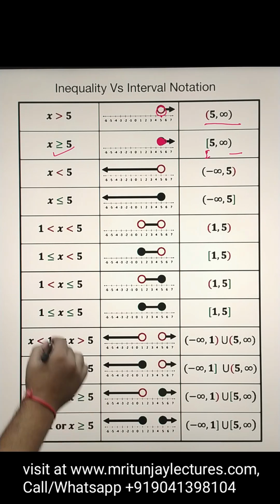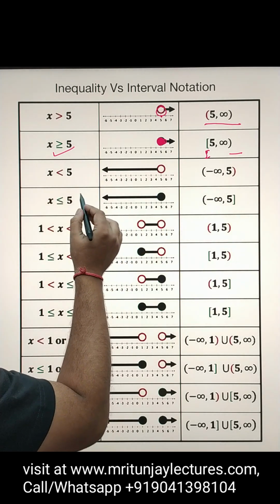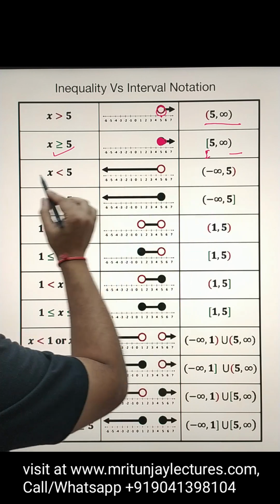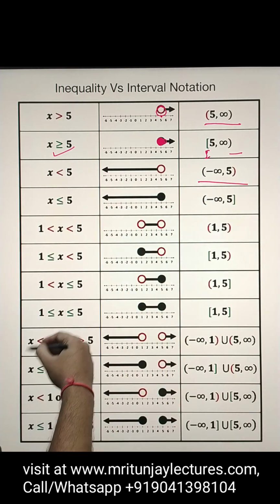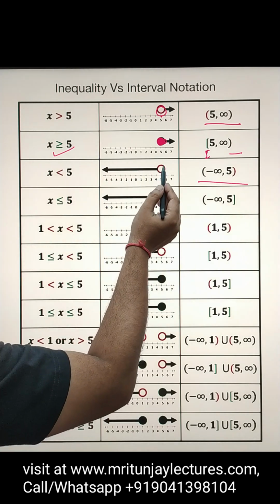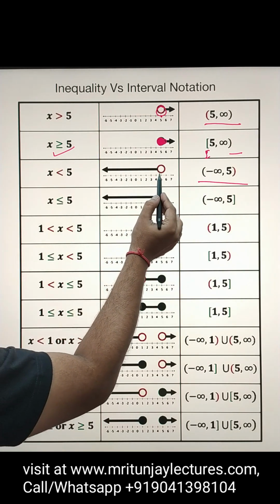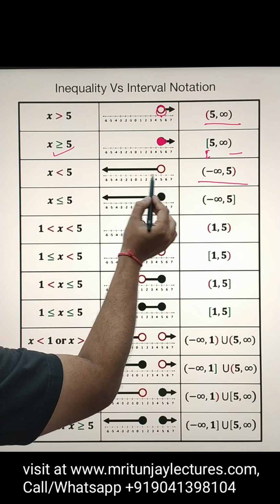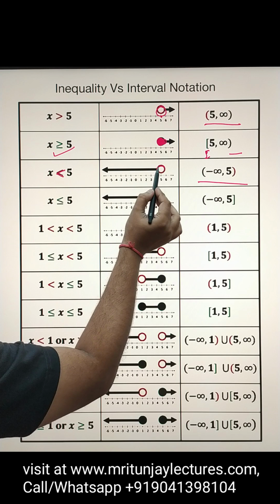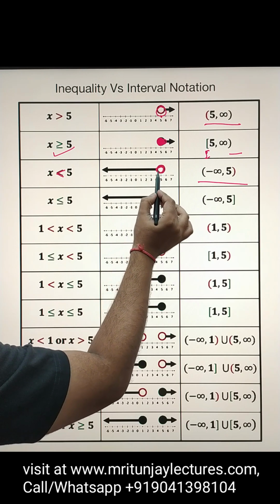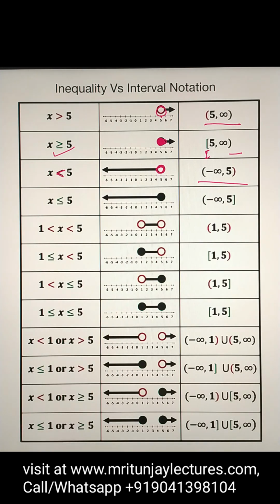Now after that, if x is less than 5, what is the meaning of that one? Simply minus infinity to 5, not including 5, so this one represents it. And if you represent it in a graph, simply here less than 5, and that side is greater, so that one represents an open circle at 5.